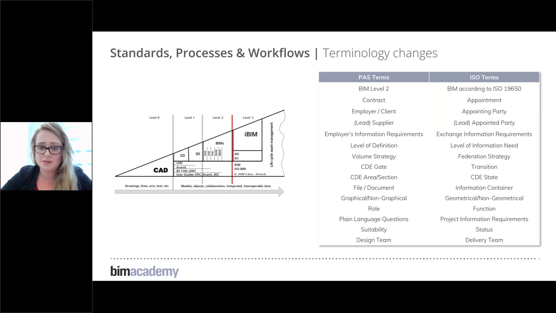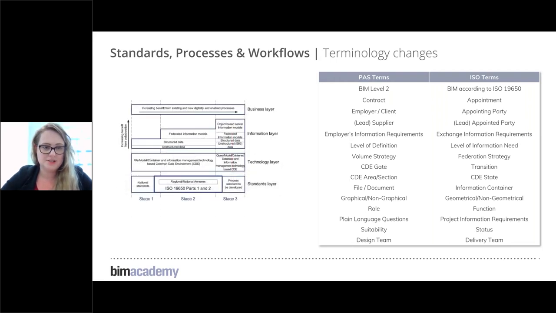But other key ones to mention are employers' information requirements are now exchange information requirements, and instead of the BIM levels, which are a big no-no now, we're looking at BIM according to ISO 19650. So this is just demonstrating that it is part of a layered approach, like the wedge attempted to do, but in a much more structured manner, and demonstrating that there's loads of considerations at the standards, technology, information, and business layers.